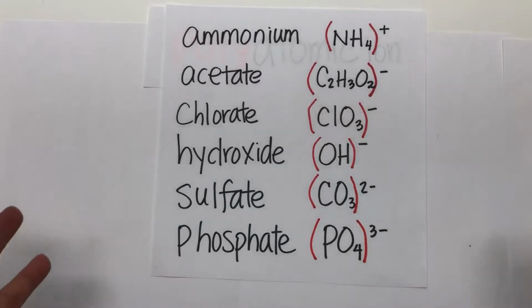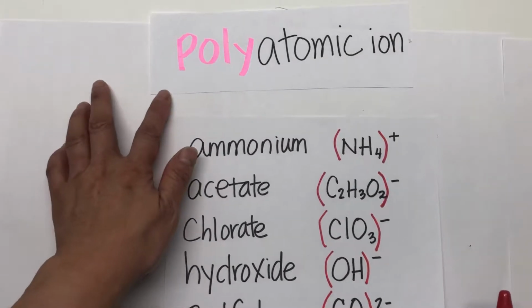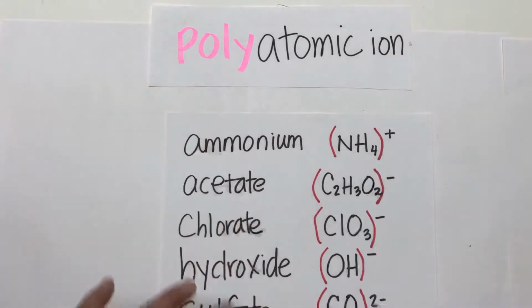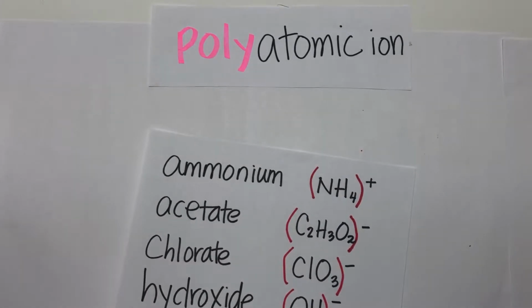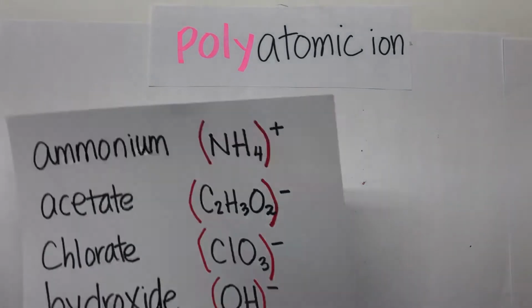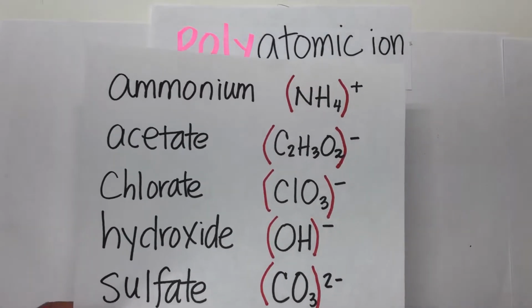I mean, this is a very short list, okay, at your level. But in chemistry, actually, this list of polyatomic ions has a lot more than what your book has. All right, so let's learn how to name these.